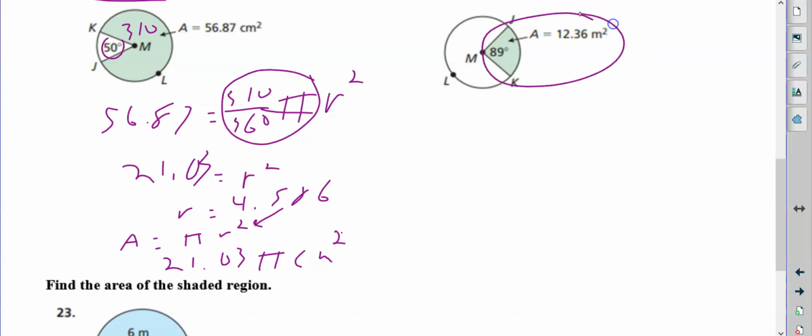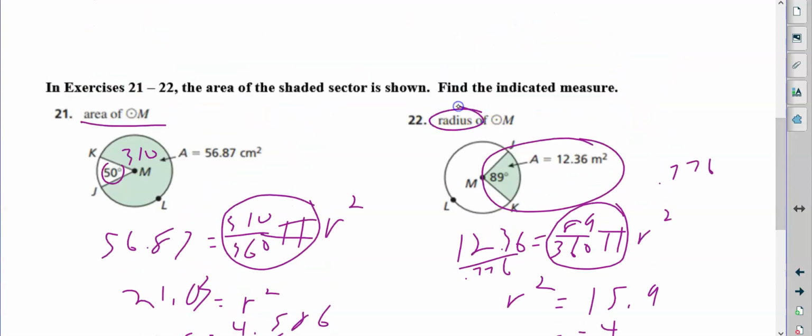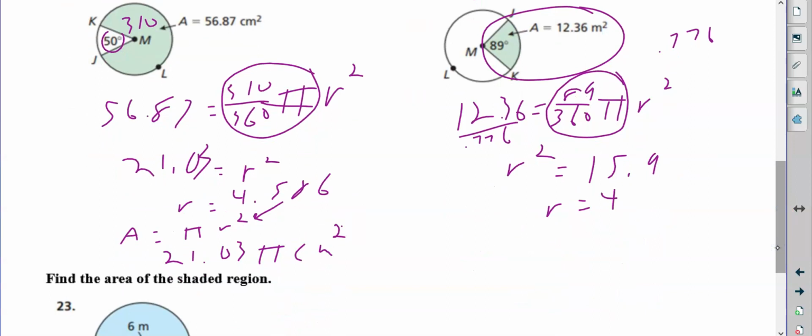Right, we're working with this sector right here. So same problem, basically, just different numbers. 12.36 equals 89 out of 360 pi r squared. So again, you're going to calculate that number, divide both sides by that number. In this case, just FYI, it's 0.776. And you get r squared equals 15.9, basically 16. So we'll go with r equals 4. And this time, all it wanted was to stop there. So 4 meters.